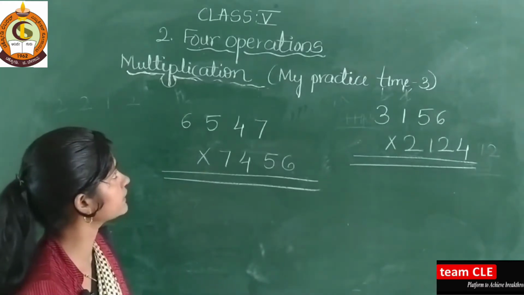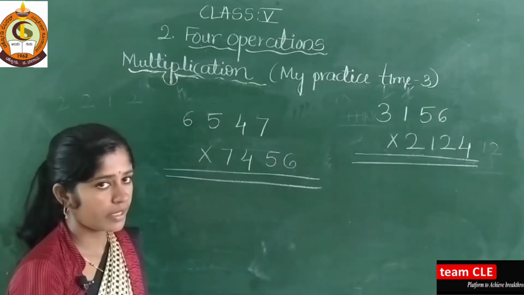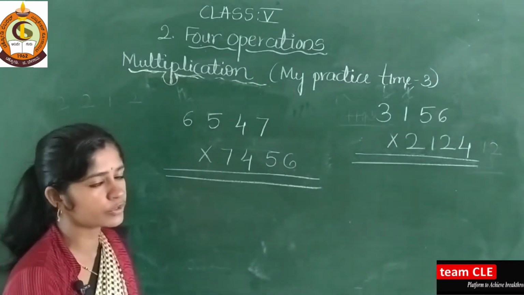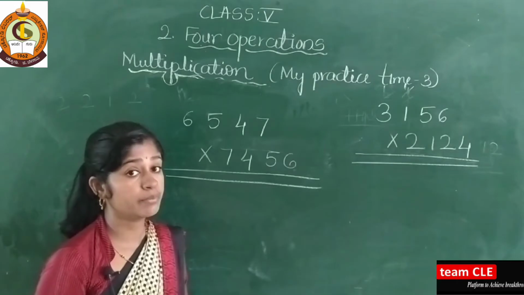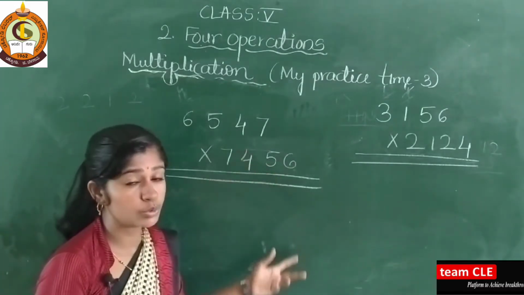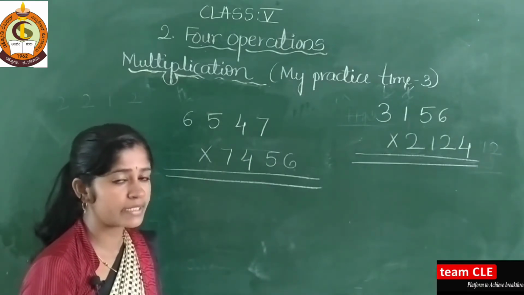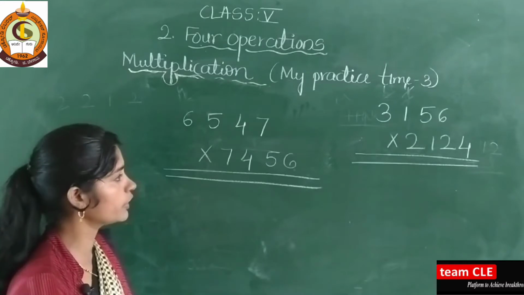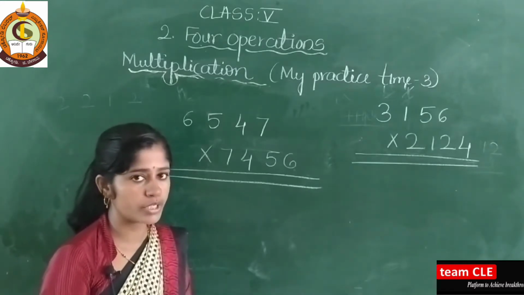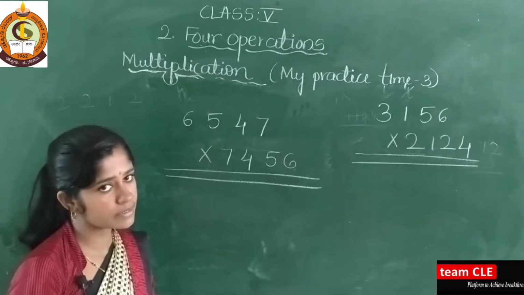Already you know we are discussing the 4 operations: addition, subtraction, and in today's class we are going to discuss multiplication. In previous videos you learned how to multiply with a 1 digit number, 2 digit number and 3 digit numbers also. If you practiced all those examples, then today's class is going to be easy for you, and for this you need to know the tables compulsorily.